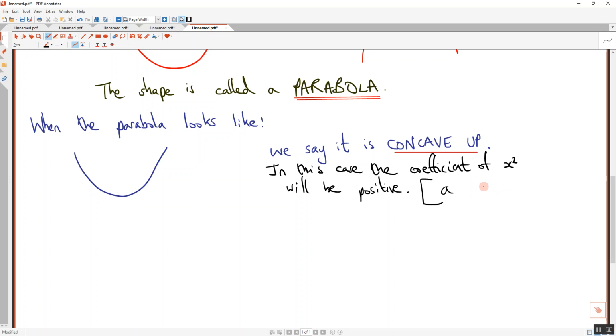How do I write, using maths, that A is positive? A is greater than 0. So when A is greater than 0, we've got a positive coefficient of x squared. The shape of the graph is always going to look like this.